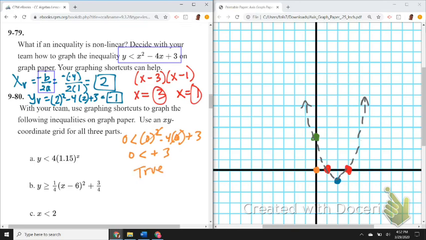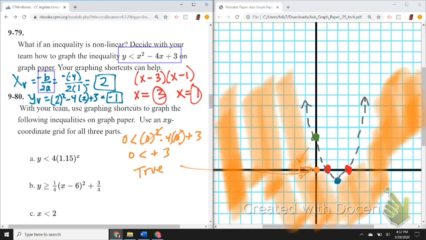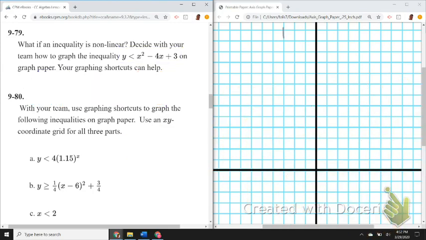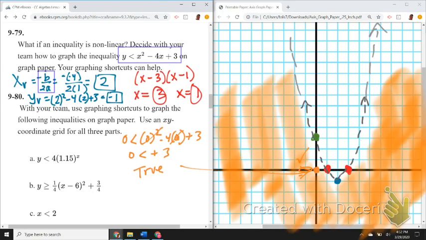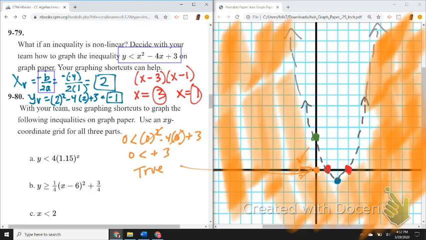Because this is true, that means the point I tested, (0, 0), is a good point. Therefore, that's the good side, the true side. So I should shade everything on the outside of my parabola, if you will. Obviously, the parabola is going to go much higher and extend all the way like that, something like that. It doesn't have to be super accurate. Like that. And then I would shade everything right there.